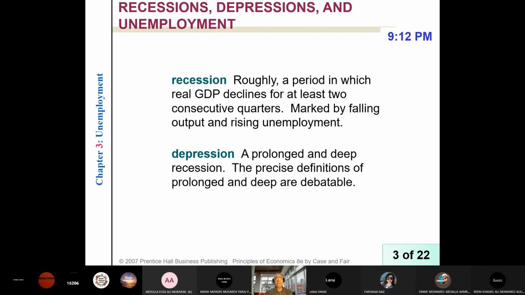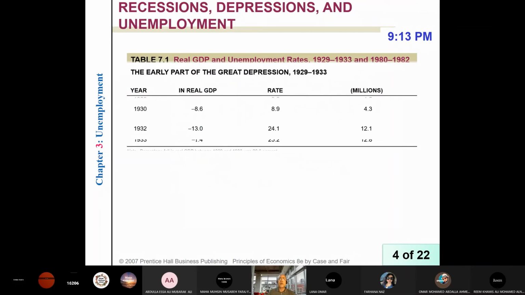Farhana, depression. Depression: a prolonged and deep recession. The precise definitions of prolonged and deep are debatable. Okay, what is a depression? It is a recession, but it takes a longer period of time, and it is a deep, strong or painful recession. There is no precise differentiation between them. So what happened during the coronavirus pandemic, some said it is a recession, others said it is a depression. Let's look at historical data.